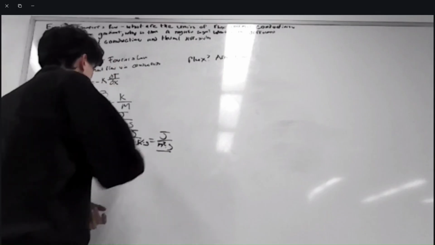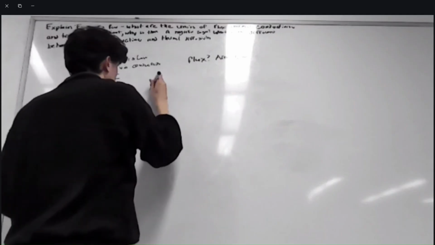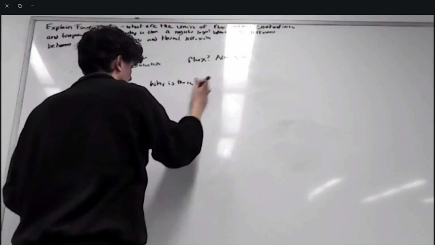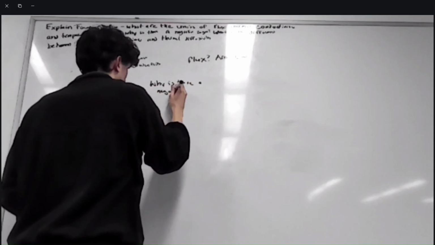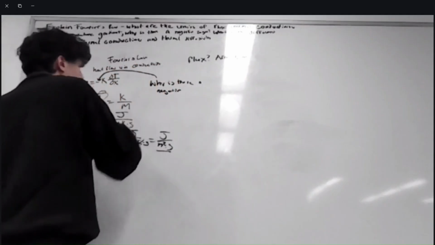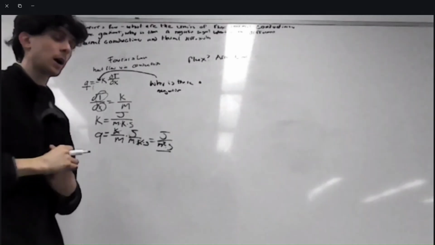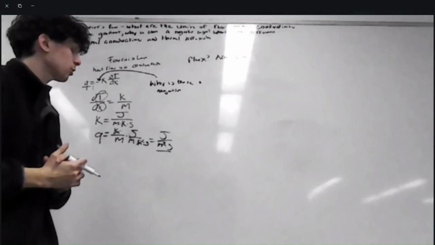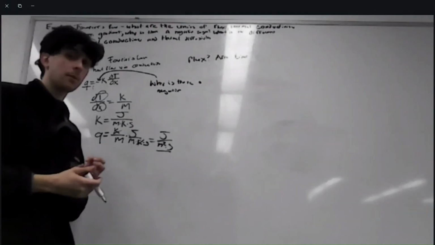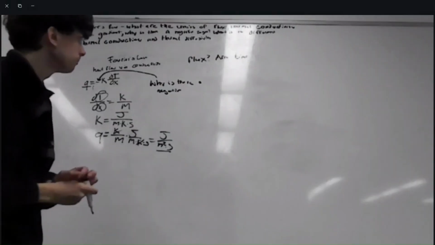So you may be asking yourselves, why is there a negative right here? Make that equal. The negative exists because temperature goes from high to low. It looks for the lower energy area and attacks that. So in essence, heat is going from high to low, or in the negative direction.